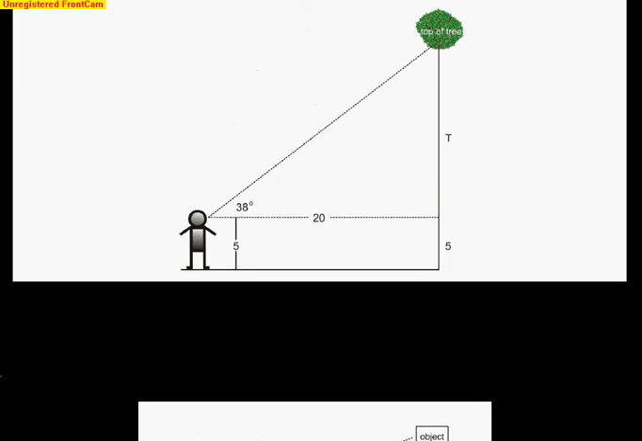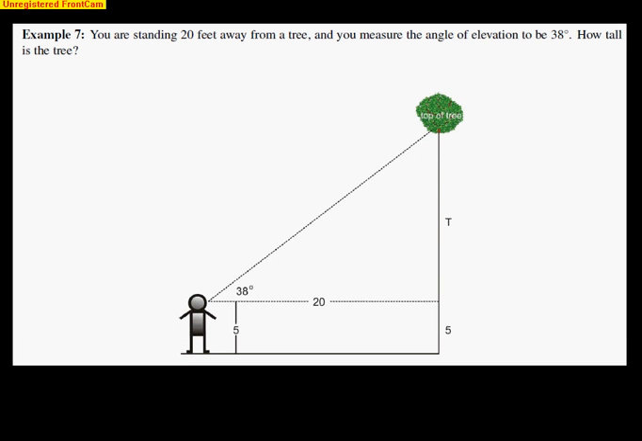Okay, so let's read this example and try to solve this one. You are standing 20 feet away from a tree. You measure the angle of elevation to be 38 degrees. How tall is the tree? So the 38 degrees that we're talking about is from my straight line of sight over and then 38 degrees up. Now the interesting thing about this problem is this is the entire height of my tree right here. This is my entire tree from the ground all the way to the top of the tree. However, I have to take into account my 5 feet that my eyes are above the ground. So for my particular self here, I'm 5 feet above the ground.